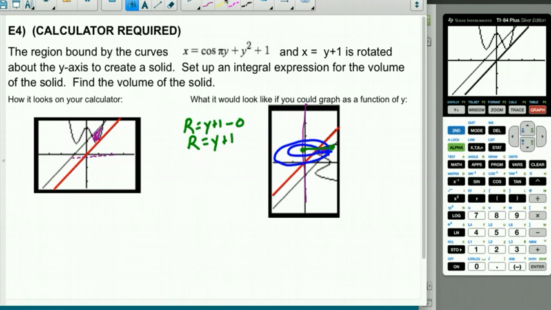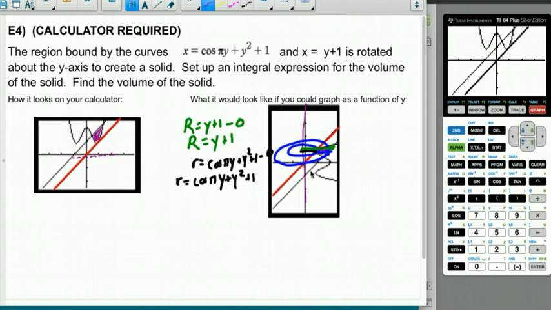And my smaller radius, which I guess we'll use black for because I used a lot of the other colors. My smaller radius here, that little r, is going to be the inside curve, which is the actual curvy one. So the cosine of pi y plus y squared plus 1, minus 0. So my little r is just that more complicated function. Cool. Once I know that, I know that the area is just pi big R squared minus pi little r squared, and then I can just factor out the pi.